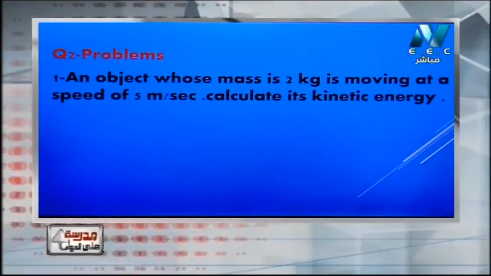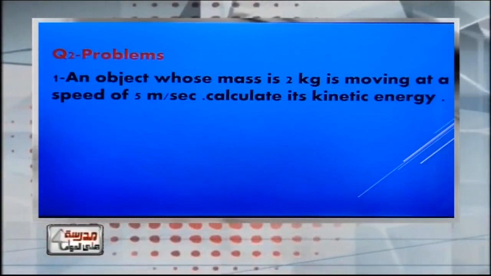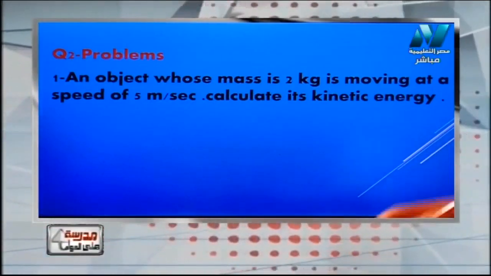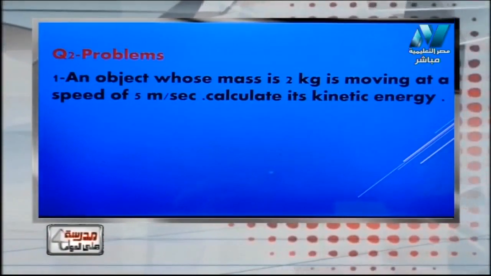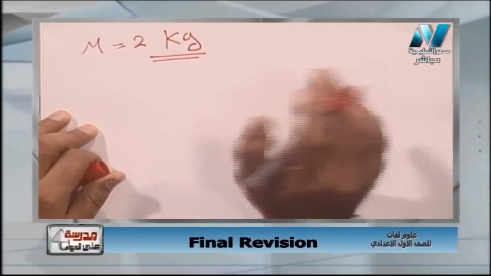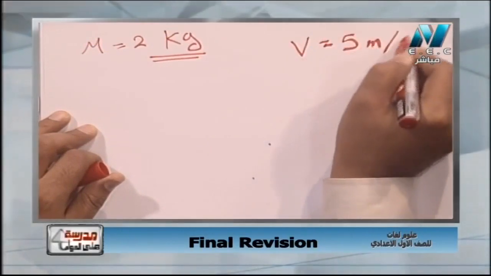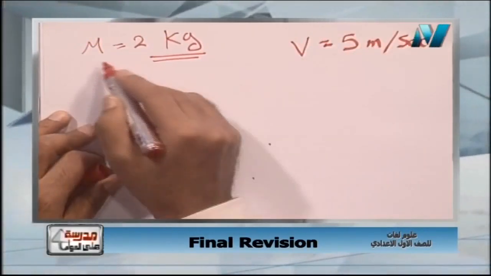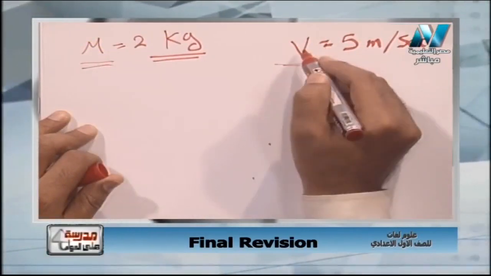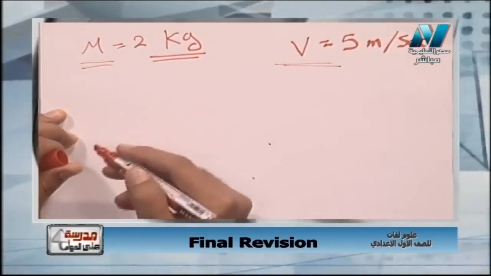First one: an object whose mass is 2 kilograms is moving at a speed. So I must first write the givens. Mass equals 2 kilograms. It's in kilogram, so it's okay. And the speed equals 5 meter per second. He gave me mass and velocity or speed, so he needs me now to get kinetic energy.